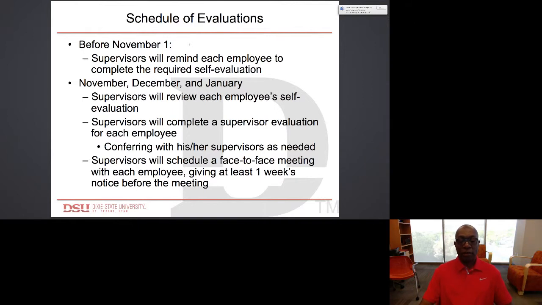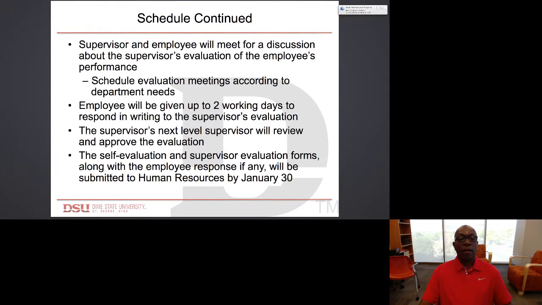Supervisors will also schedule a face-to-face meeting with each employee, given at least 1 week's notice before the meeting. Supervisor and employee will meet for a discussion about the supervisor's evaluation of the employee's performance. We'll also schedule evaluation meetings according to department needs.